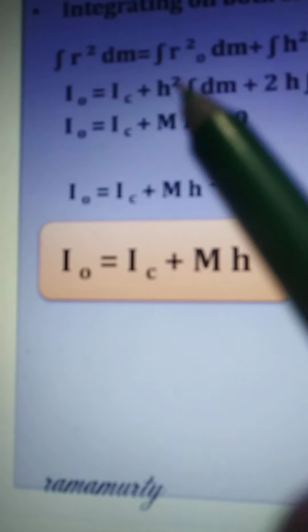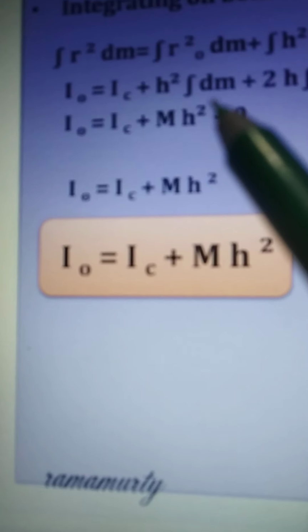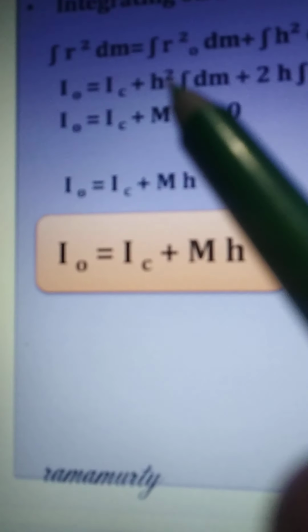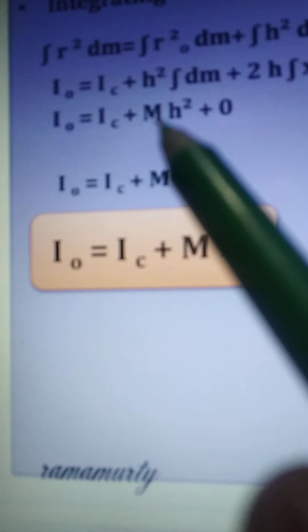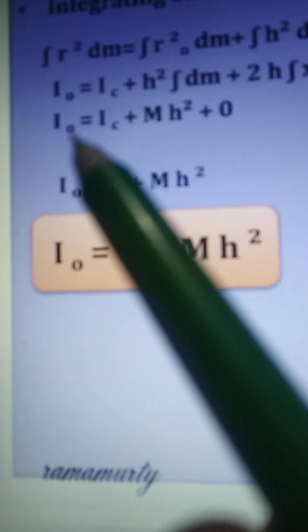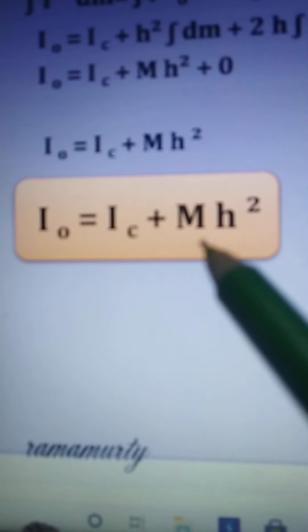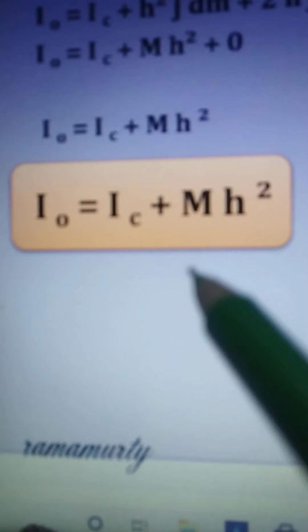So now the remaining term: I naught is equal to IC plus H square integration of dm. Integration of dm means the small mass of the particle. Summing all the small particle masses, we get the mass of the whole body. So integration of dm means M, the mass of the whole body. So I naught is equal to IC plus M H square, which is our formula. We have proved the parallel axis theorem.